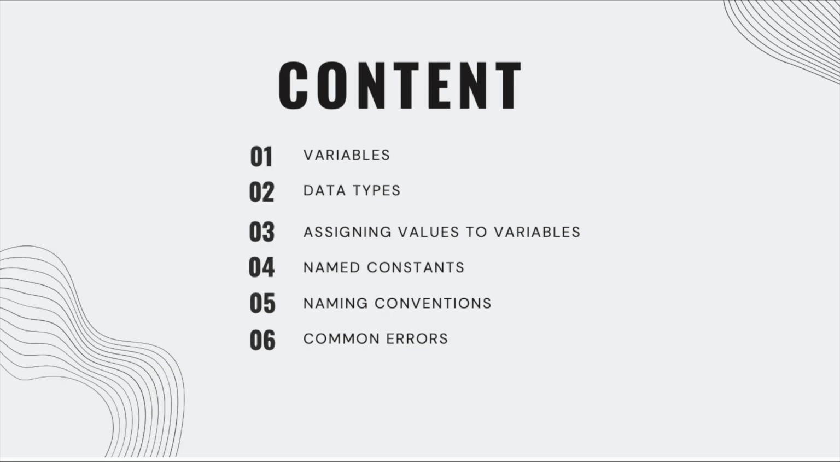In this lesson we will go over variables in Java. So first we will go over what are variables and how to declare them. Then we'll go over some data types. Then how we can assign values to variables. After that we'll go over named constants and then some naming conventions, and at the end we will go over some common errors.